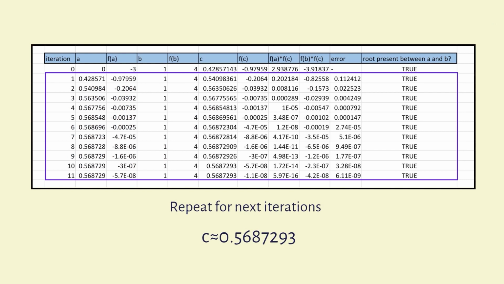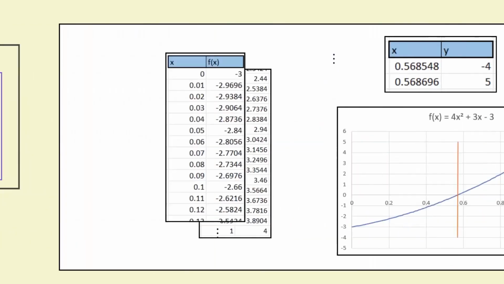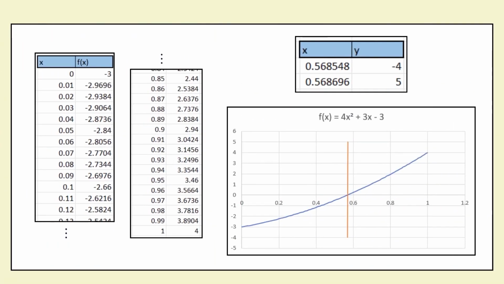Now, as you can see, the value of our root is approximately 0.5687293. We can also visualize the false position method by plotting a graph, and this can be done by creating a table with our x and f(x) values and the values of our iterations.